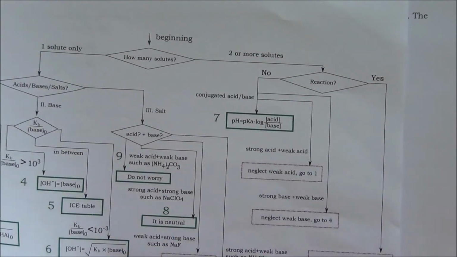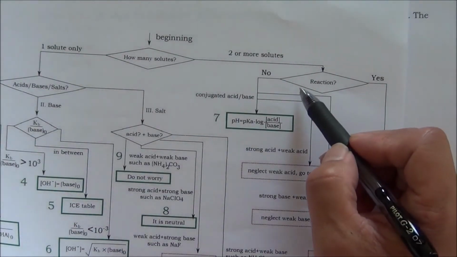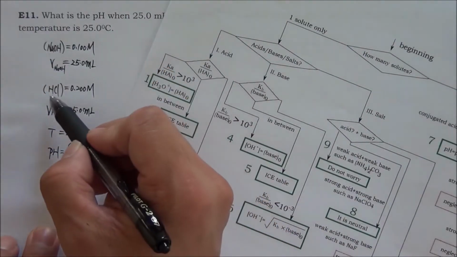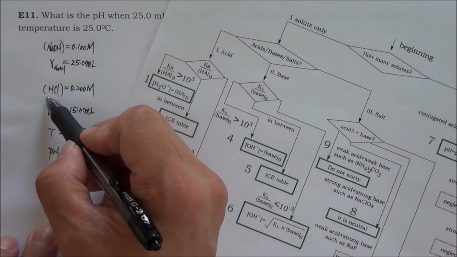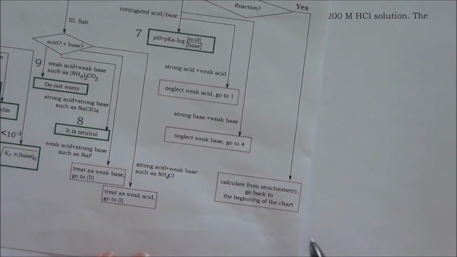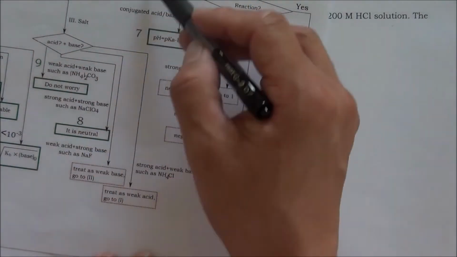The next question we need to answer is, do the solutes react with each other? Sodium hydroxide is a strong base. Hydrochloric acid is a strong acid. Acid will react with base. According to the instruction of the flowchart, we need to use stoichiometry to figure out what chemicals will be in the solution after the reaction. And we also need to calculate how much of each chemical is in the solution after the reaction. Then we will go back to the beginning of the chart.